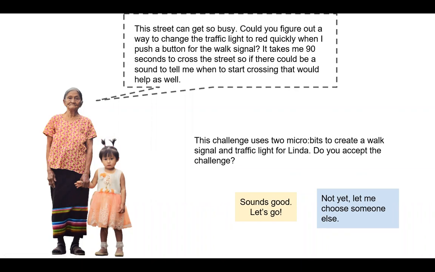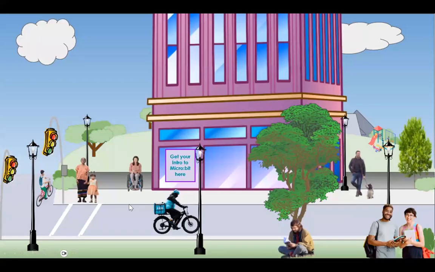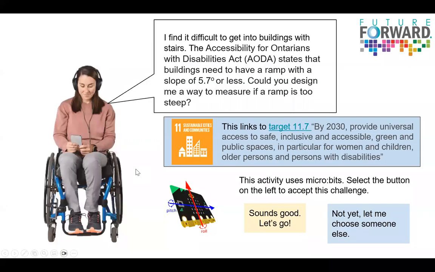Once you get to the character's landing page, it will have options for you: sounds good, let's go, or not yet, let me choose someone else. So we're going to go to not yet, let me choose someone else, and it takes us back to the landing page or the street view. Now we're going to choose another character because I didn't want to do Linda's challenge at this moment. So I'm going to pick Julia. When I pick Julia, it takes me to Julia's landing page.